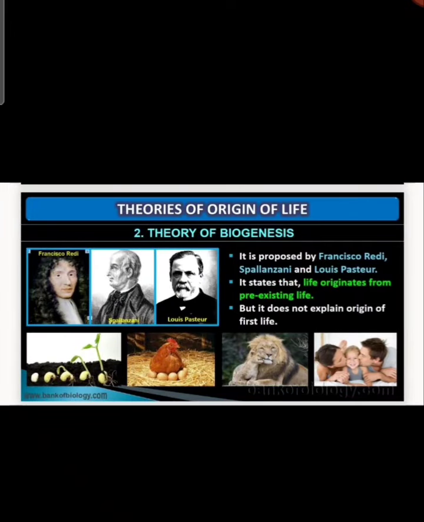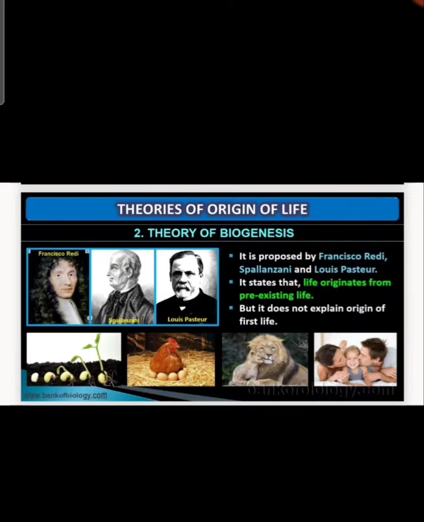The theory of biogenesis was proposed by Francisco Redi, Spallanzani and Louis Pasteur. They all agreed that if life has to exist, then it has to come from a pre-existing cell. Just as you exist through pre-existing parents, in the same way, if a plant has to exist, the seed should come from some existing parent.